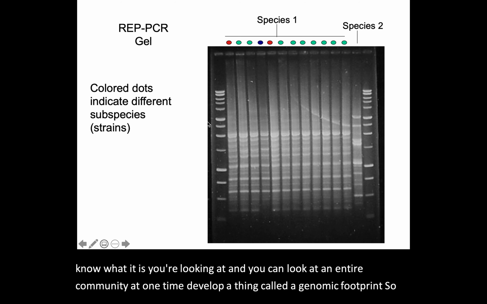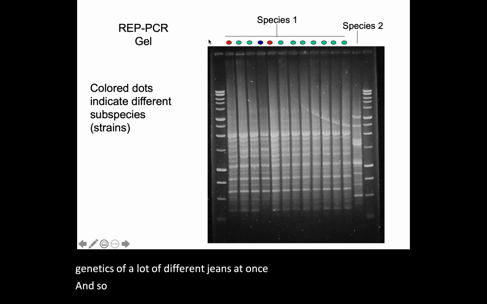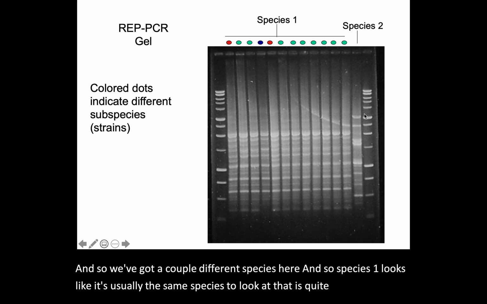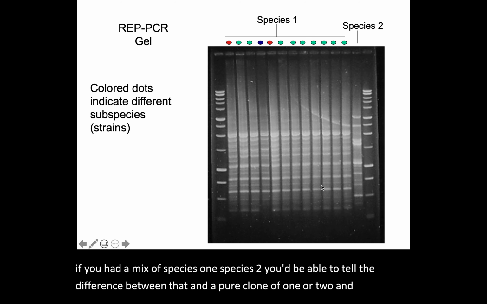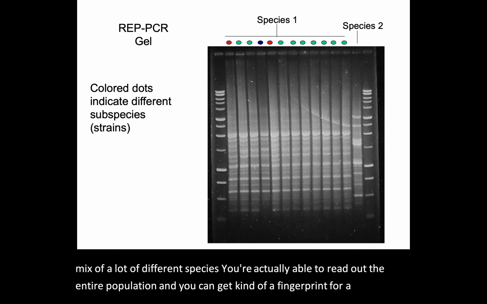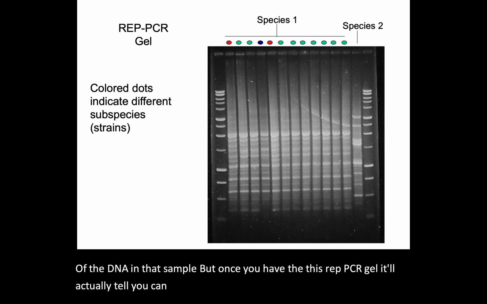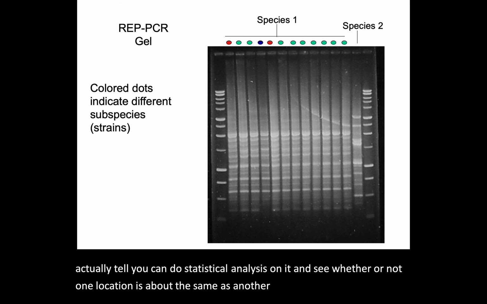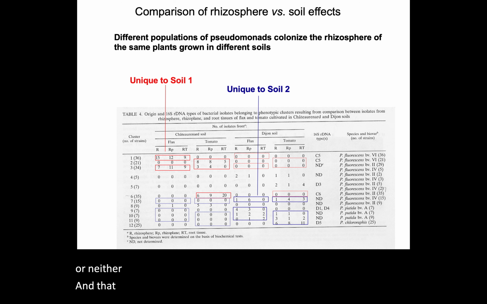So let's zoom into this. This is a rep PCR gel, and this is a way to look at genetics of a lot of different genes at once. And so we've got a couple different species here, and species 1 looks like it's usually the same. Species 2, look at that, is quite different. And so if you had a mix of species 1 and species 2, you'd be able to tell the difference between that and a pure clone of 1 or 2. And if you had a mix of a lot of different species, you're actually able to read out the entire population. And you can get kind of a fingerprint for a particular sample. Now, you won't know the actual sequence of the DNA in that sample, but once you have this rep PCR gel, you can do statistical analysis on it and see whether or not one location is about the same as another one or is really different from another one, whether they're significantly different or similar or neither. And that can help us understand the world.